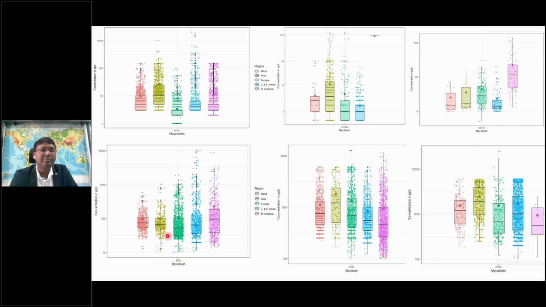And if you look at ZEA, again, variability is high for Europe, Latin America, and also for North America. So it depends on the region, depends on various storage conditions, all determine that. Look at DON, very nice. Everything is inside, across the globe. You see less variability in the sample. If you look at fumonisin, the same thing. In fact, better than DON. So the variability is much lesser in these two toxins.